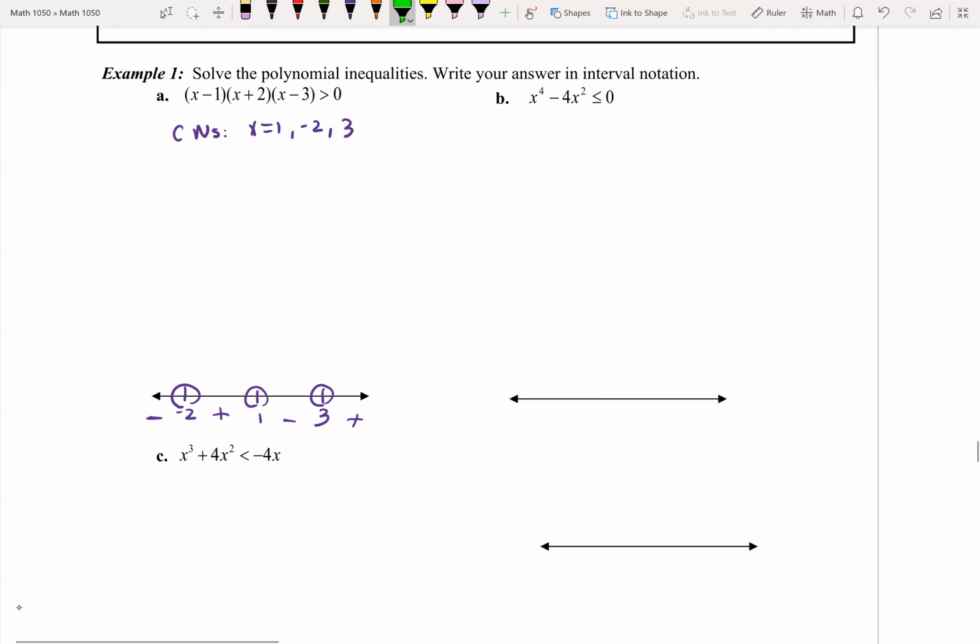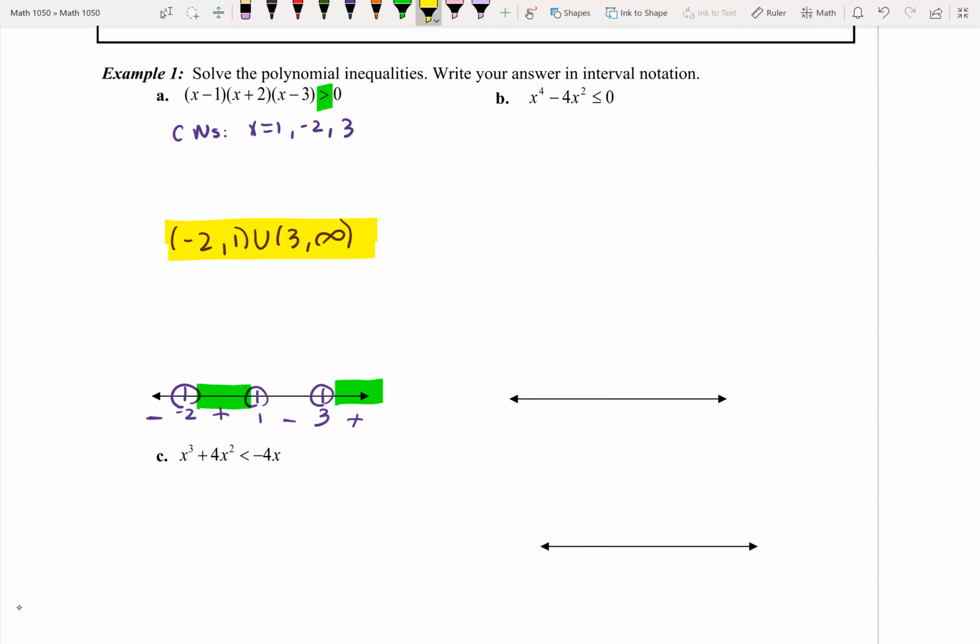And I'm looking for where it's greater than 0, which is positive. So it's here and here. The directions say interval notation, so the answer is -2 to +1, both with parentheses, union 3 to infinity. Everything's closed with a parenthesis, and I'm done.